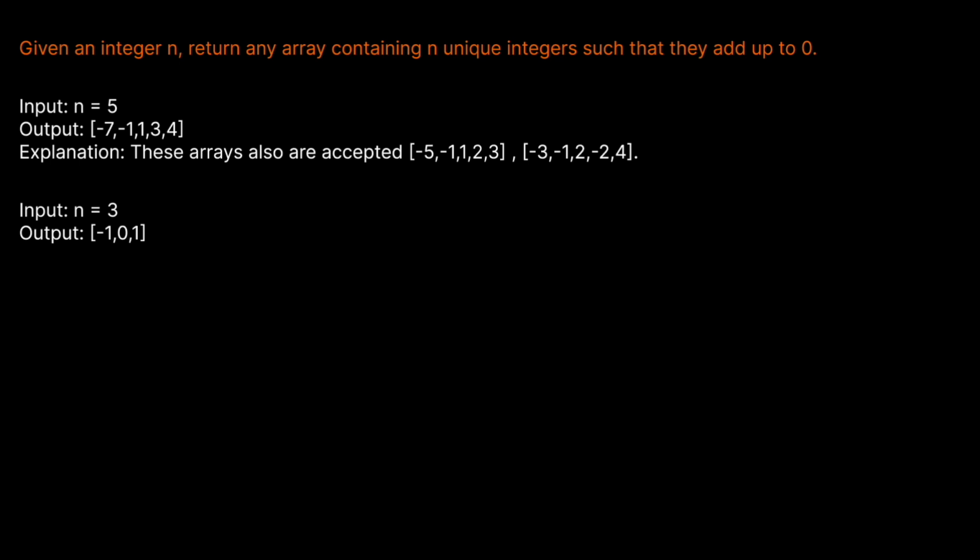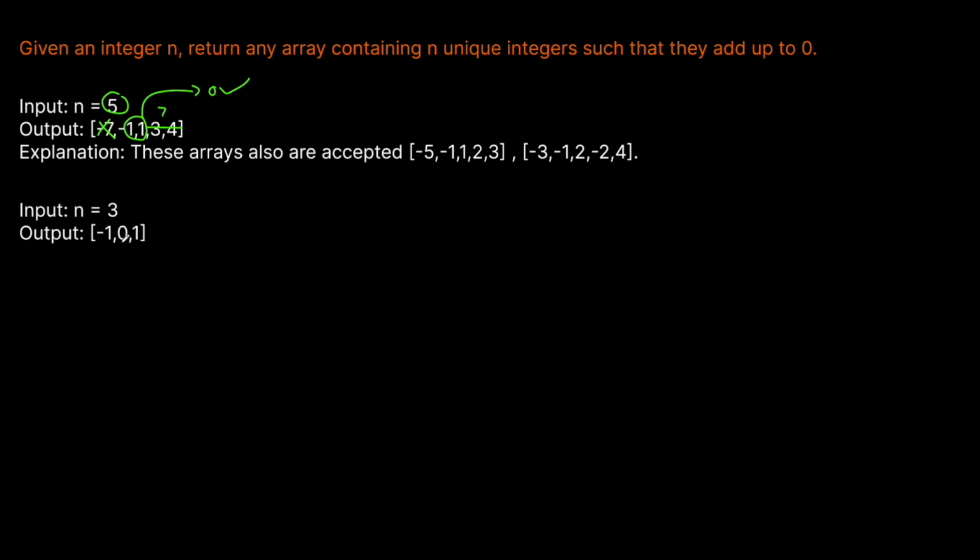Given an integer n, return any array containing n unique integers such that they add up to 0. For example, if we're given this input 5, we could return -7, -1, 1, 3, and 7. Why? Well, 3 and 7 add up to 10, which will counteract this -7, and then the -1 and the 1 will counteract each other, and we'll get a sum of 0, which is what we want, and we have used 5 numbers. And these are some other possible answers.